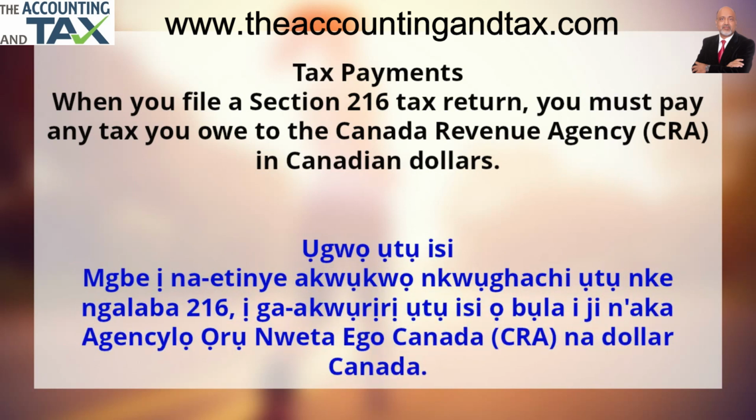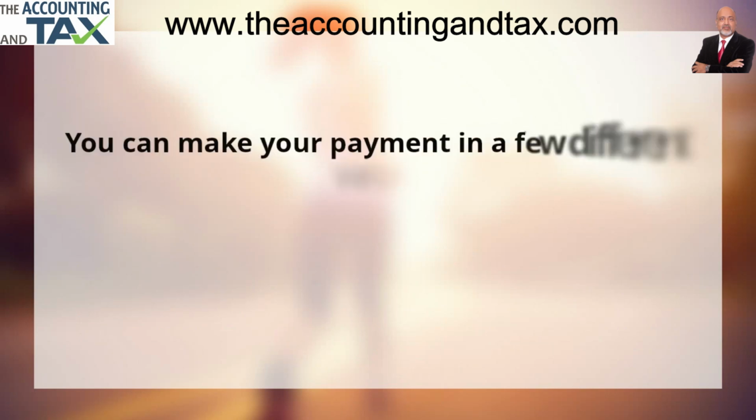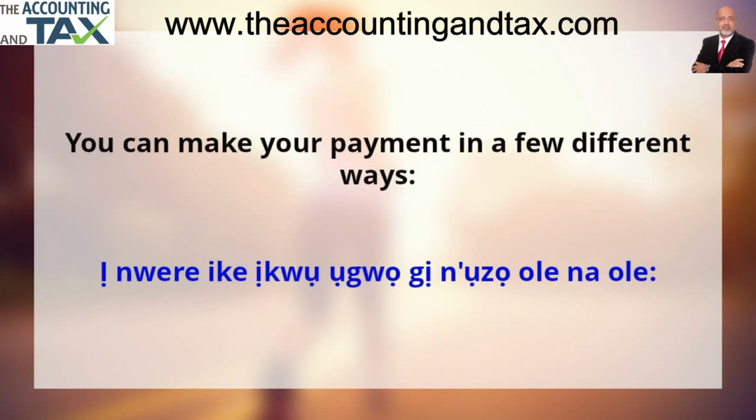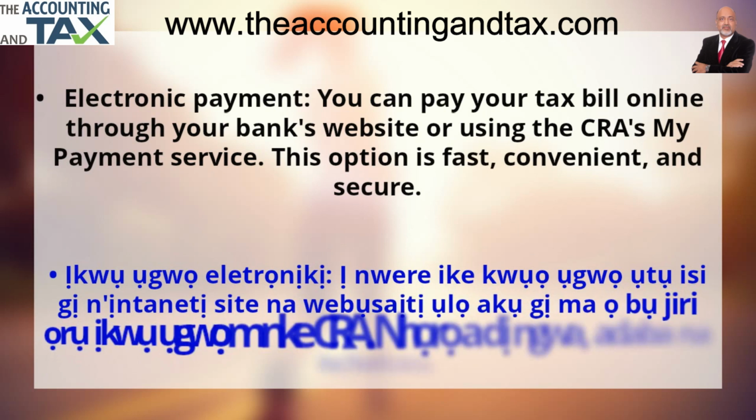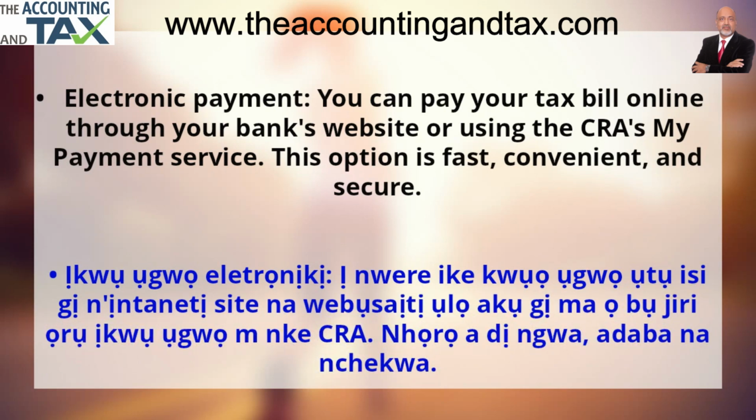Tax payments. When you file a Section 216 tax return, you must pay any tax you owe to the Canada Revenue Agency, CRA, in Canadian dollars. You can make your payment in a few different ways. Electronic payment. You can pay your tax bill online through your bank's website or using the CRA's My Payment service. This option is fast, convenient, and secure.